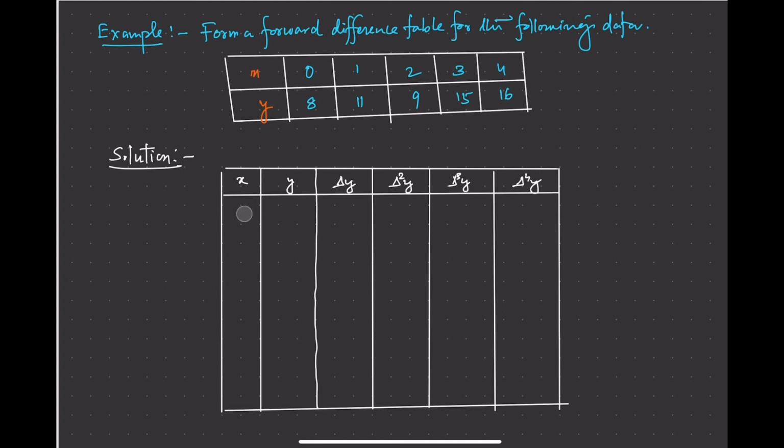So here it is 0, here it is 1, here 2, 3 and 4. So for 0, it is 8. For 1, 11 is given. For 2, 9 is given. For 3, 15 is given. And for 4, 16 is given to us. Okay. Now what is the forward difference? Means we are subtracting from 11 to 8. So if you subtract 8 from 11, the answer is 3.